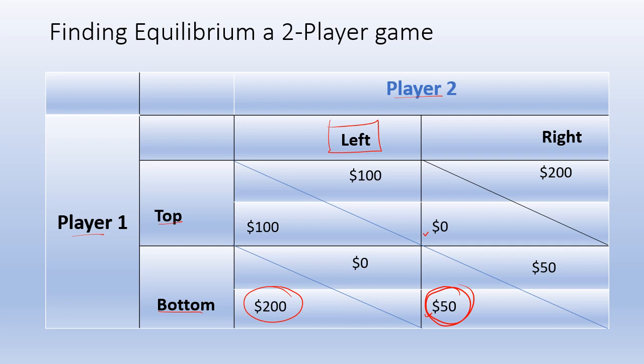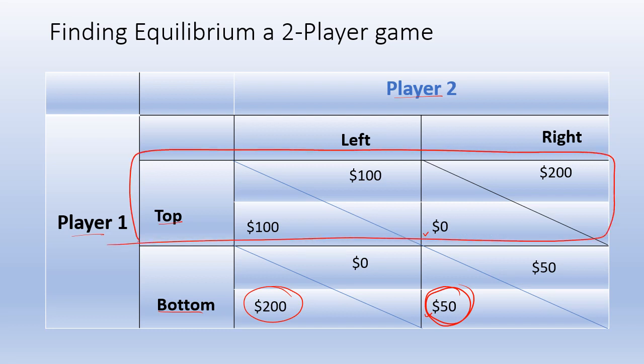Put ourselves in the shoes of player 2. And even though we don't know what player 1 is going to do, let's think what player 2 should do if player 1 played top strategy. If player 1 played top, the game would be stuck on this top row. On the top row, I can see 200 is better than 100 for player 2. So circle this 200. So playing right would be better for player 2.